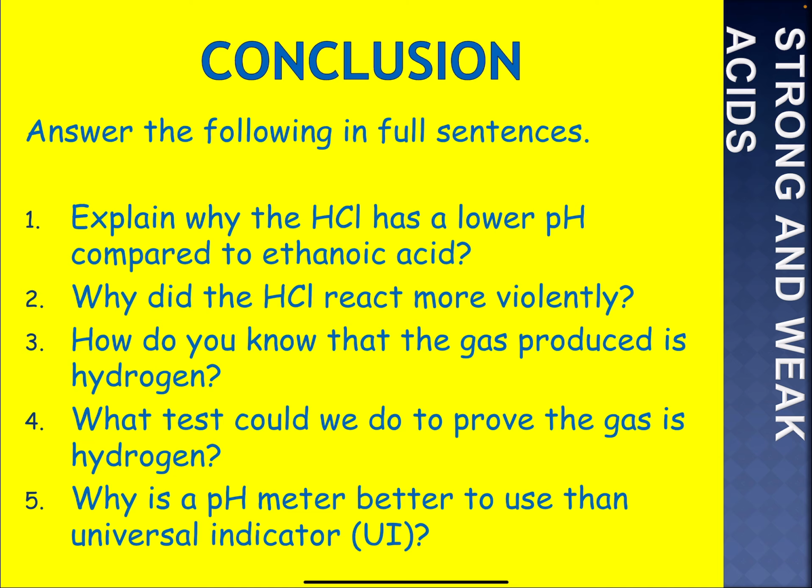Here are 5 questions for you to attempt. Pause the video here. Number 1, explain why HCl has a lower pH compared to ethanoic acid. Number 2, why did HCl react more violently? Number 3, how do you know what gas produces? How do you know that the gas produces hydrogen? You should know the hydrogen test. Number 4, what test could you do to prove the gas is hydrogen? And number 5, why is a pH meter better to use than a universal indicator?